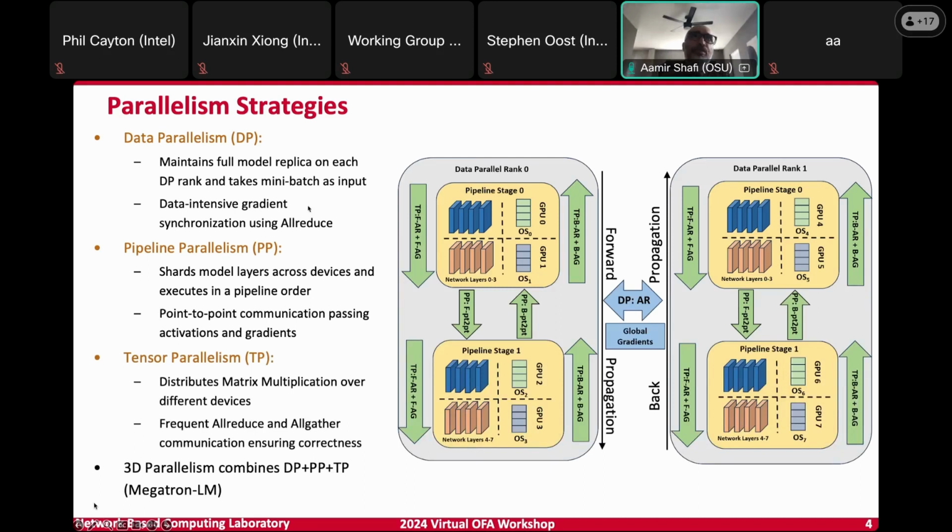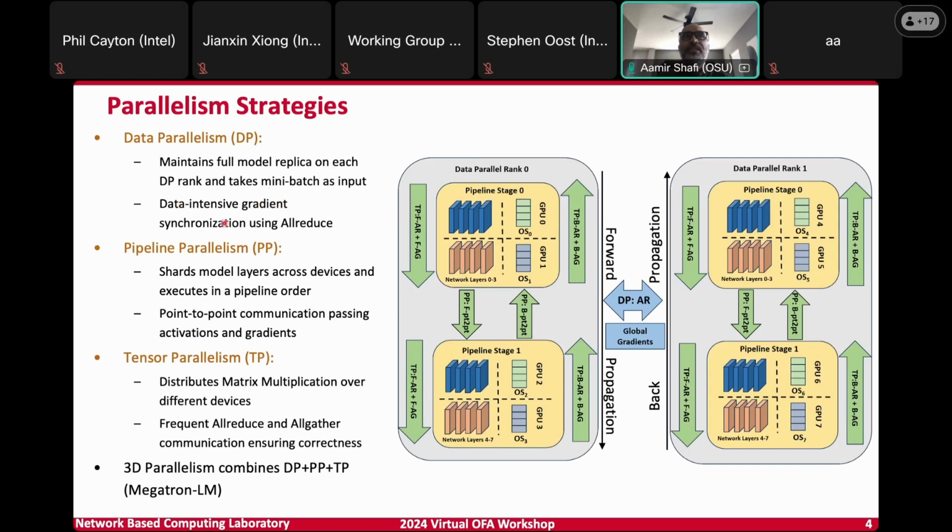So I'll zoom into the different parallelization strategies used by state-of-the-art training frameworks today, which are known as 3D parallelism. 3D basically means three dimensions of parallelism, starting with data parallelism. In data parallelism, we make a replica of our whole model, put the replicas on different GPUs, and use different input mini-batches to train the model.